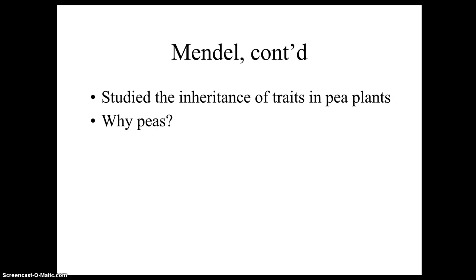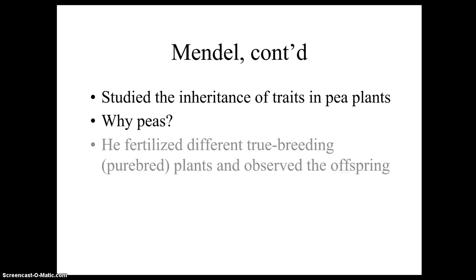Well, I mean, peas are a lot easier to study than elephants. Okay, peas are cheap. They're very easy to take care of. You can store a lot of them in a small space. So it's a lot easier to study something like a plant than it is an animal, and that's why he studied plants. What he did was, he used purebred plants.